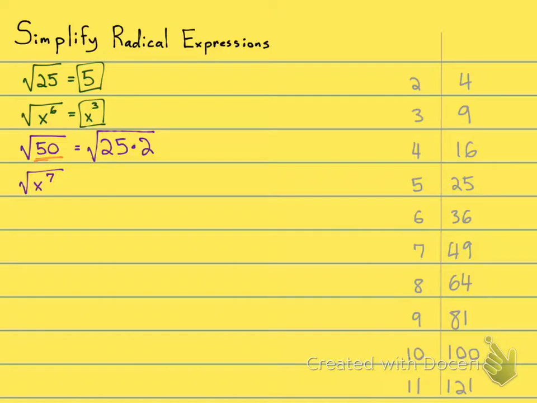Now, I do know the square root of 25. I don't know the square root of 2. Let me show you what else we can do. If they're multiplied, you can split these up into 2 radicals. Square root of 25 times the square root of 2. Okay, you can't do it if it's a plus or a minus, but if it's multiplied, that's okay.